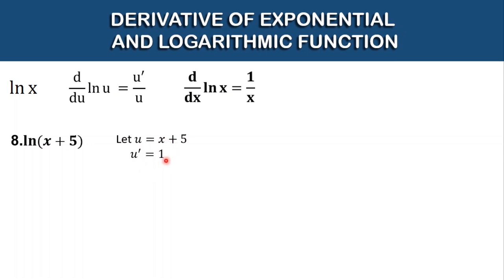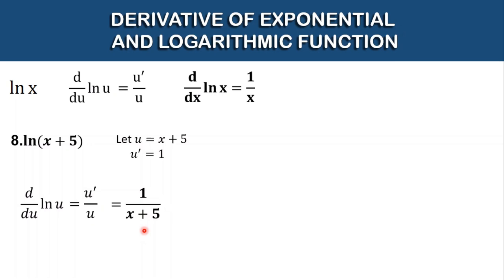Then, after having this, substitute natin siya dun sa ating guide. We have d over du of ln u equals u prime over u. Since u prime is equal to 1, we have 1 in the denominator. And since u is equal to x plus 5, we have x plus 5 in the denominator. So, the derivative of our given is 1 over x plus 5.